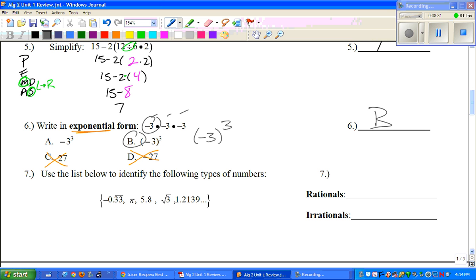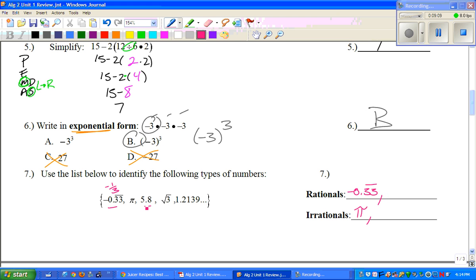And number 7 says use the list below to identify the following types of numbers. We're talking about rational numbers and irrational numbers. Now in class we talked about how rational numbers are any number you can write as a fraction. Okay? So I know for a fact that we can write -0.33 repeating as a fraction because technically that's -1/3. Okay? Now pi, can you write pi as a fraction? No, you can't. So pi is an irrational number. Okay?